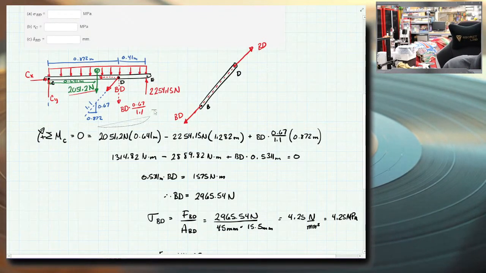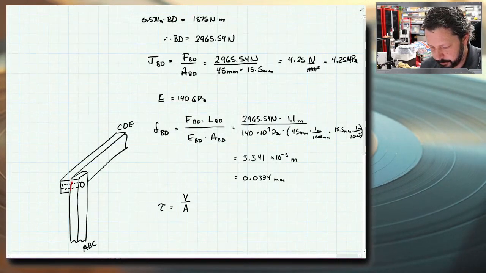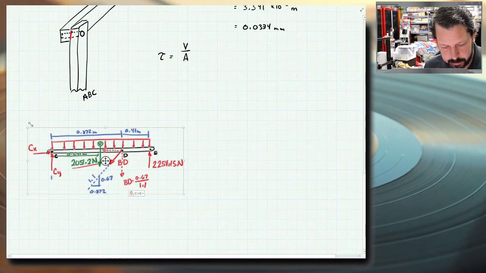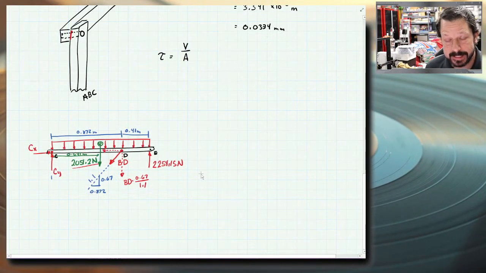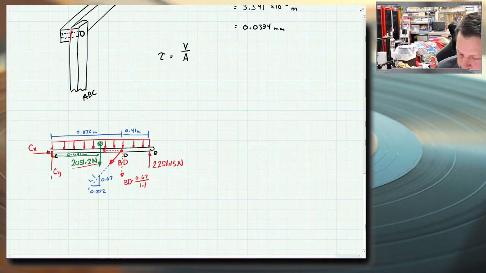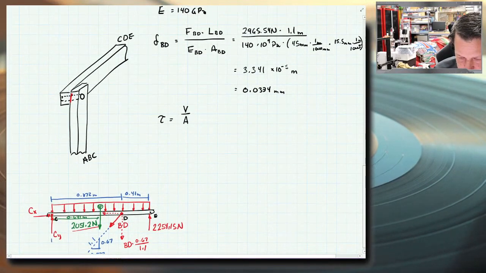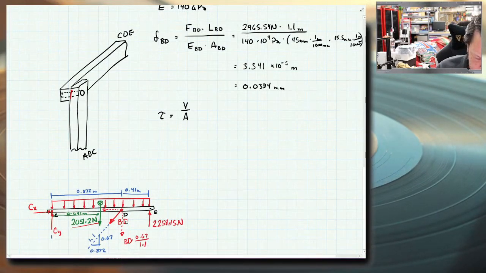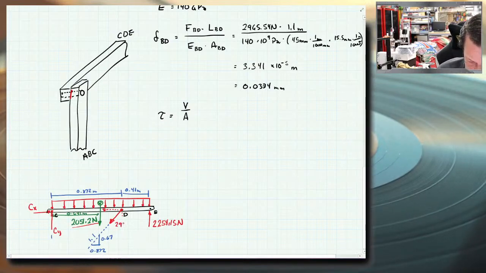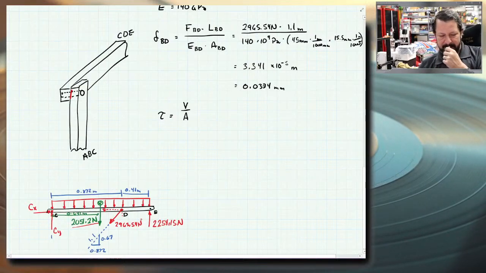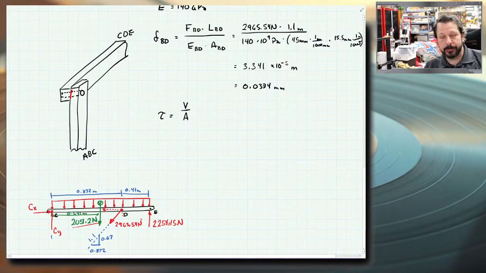So let's try and solve those. I'm going to copy this and put it down here so that we can start over on finding CX and CY. We did find BD. It was in the correct orientation. That was 2965.54, so let's put it in there. BD is 2965.54 newtons. Now CX and CY are pretty straightforward.